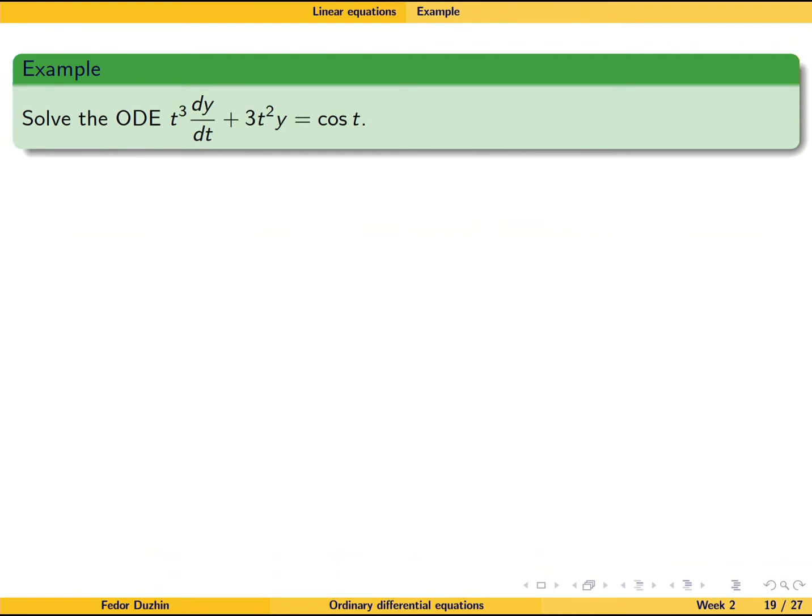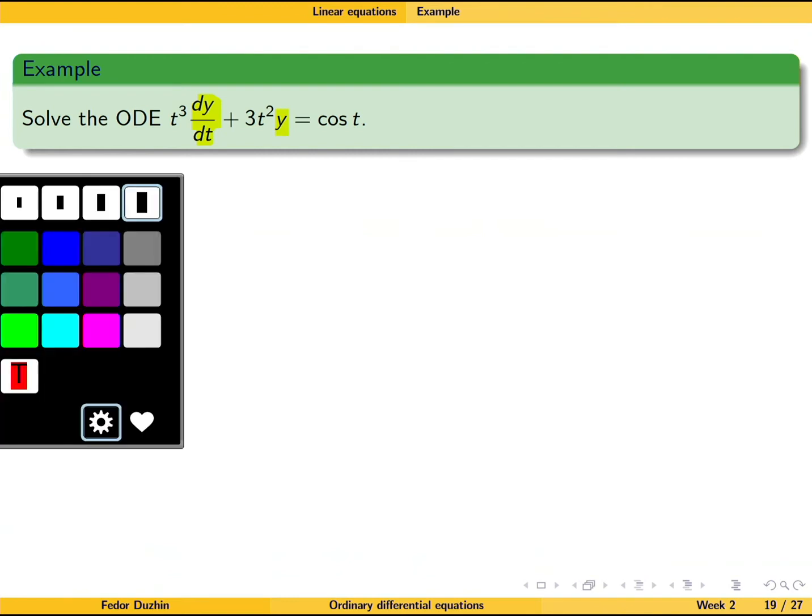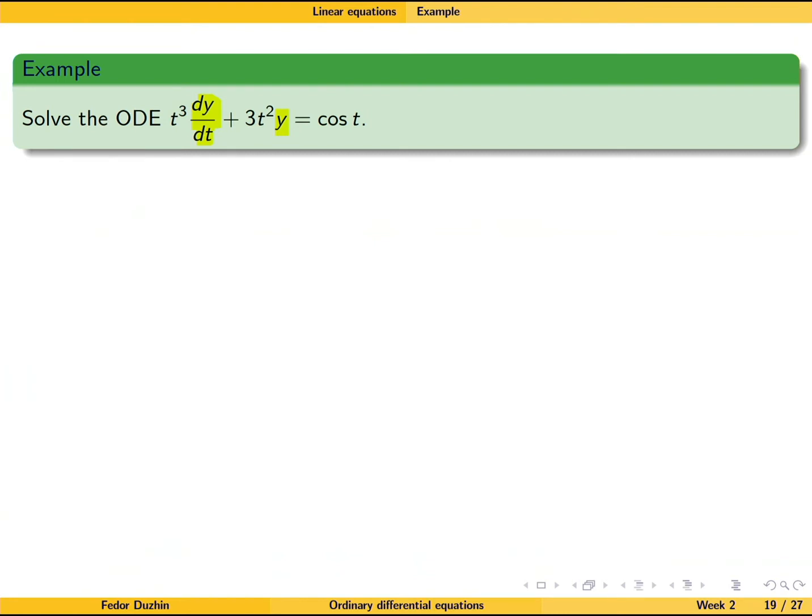What is special about this? Notice that on the left-hand side we have y and we have dy/dt. But at the same time, the corresponding multipliers, t cubed and 3t squared, if you stare at them, you will notice that the derivative of t cubed is exactly 3t squared. So these terms are also related. One of them is the derivative of the other one.